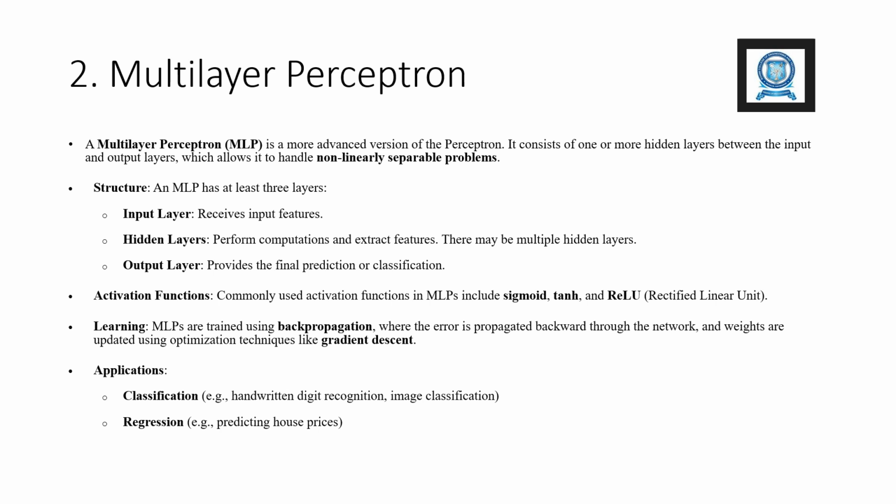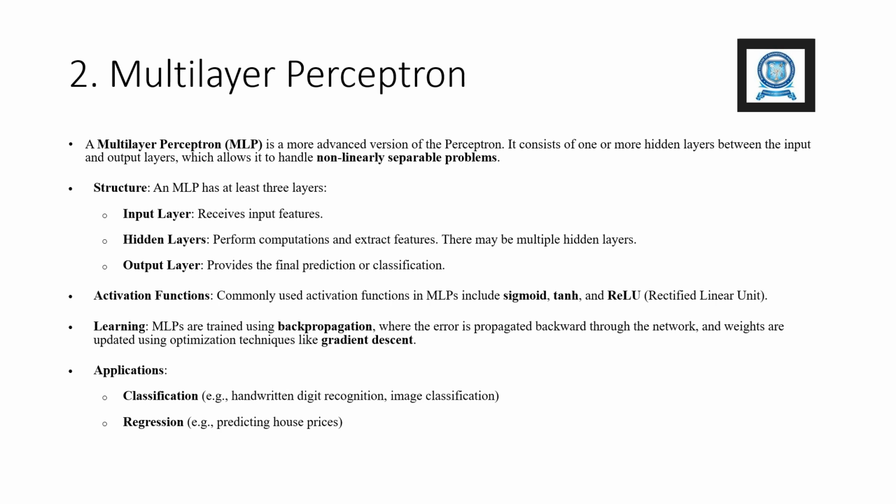Second model, multi-layer perceptron. A multi-layer perceptron is a more advanced version of the perceptron. It consists of one or more hidden layers between the input and output layers, which allows it to handle non-linearly separable problems. Structure. An MLP has at least three layers: input layer, receives input features; hidden layers, perform computations and extract features. There may be multiple hidden layers. Output layer provides the final prediction or classification.